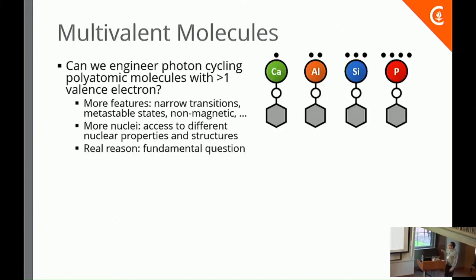One question you can ask, which someone did ask yesterday, is can you come up with cycling centers that have more than one valence electron? So instead of calcium, something like aluminum or silicon or phosphorus that would have multiple valence electrons. Those are interesting maybe because they have narrow transitions, metastable states, non-magnetic states. It opens up more of the periodic table, so more nuclei, more chemistry, more precision measurement. The real reason we were interested is just the fundamental question: can you find them?